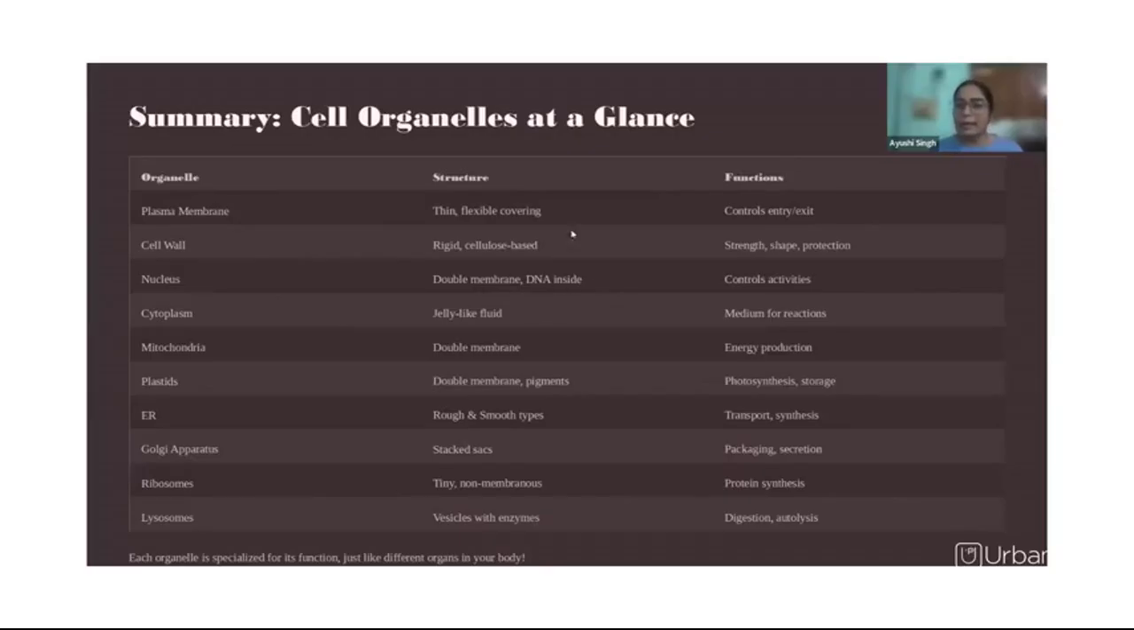Nucleus: double membrane, DNA is inside and controls different activities. Cytoplasm is a jelly-like fluid and a medium for reactions. Then mitochondria is double membrane. I told you plastids are also double membrane. Mitochondria produce energy, and plastids take care of photosynthesis and storage, and plastids are only present in the plant cell.